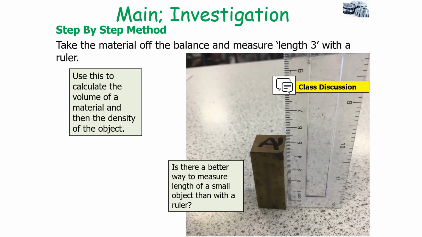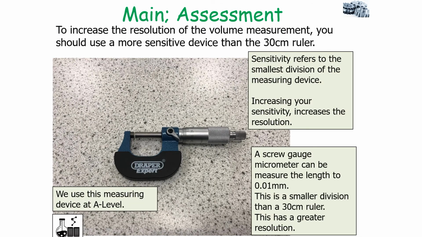Now there is a better way to measure the length of a small object rather than using a ruler as your measuring device. To increase the resolution of the volume measurement, you should use a more sensitive device than a 30 centimeter ruler, which we could use as a screw gauge micrometer, which has a resolution of 0.01 millimeters. So increasing the sensitivity of our device increases the resolution, giving more accurate results.